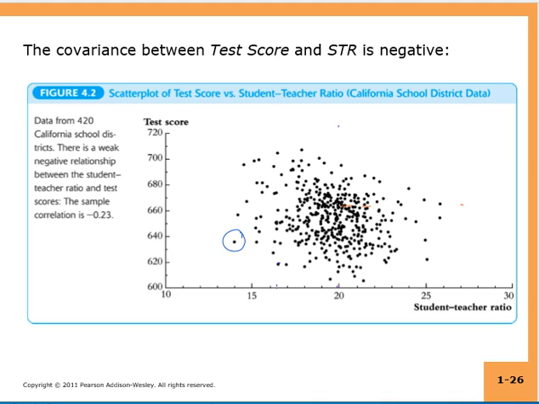Suppose this is a particular district A, then the x coordinate indicates the student teacher ratio for that district A, and the y coordinate indicates the average test score for all the schools in that district A. Suppose we have another district B over here. Then again the x coordinate and the y coordinate will be related to that district B, and so on and so forth. So, each of these dots gives you two-dimensional information about the individual districts.